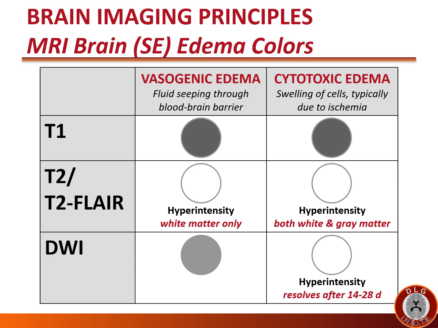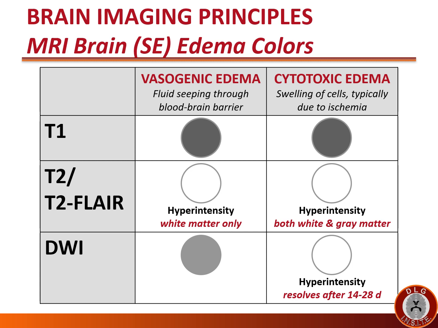Different types of lesions have different colors or signal intensities on MRI brain spin echo or SE images. On this slide, we're differentiating vasogenic edema, fluid seeping through the blood-brain barrier, versus cytotoxic edema, in which there's swelling of cells, typically due to ischemia. Note that on T1 weighted images, both vasogenic edema and cytotoxic edema are dark gray, in between isointense and hypointense. On T2 weighted images and T2 FLAIR images, both are white or hyperintense.